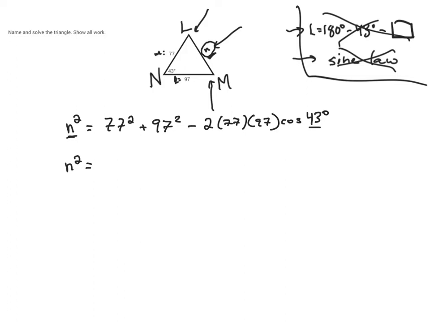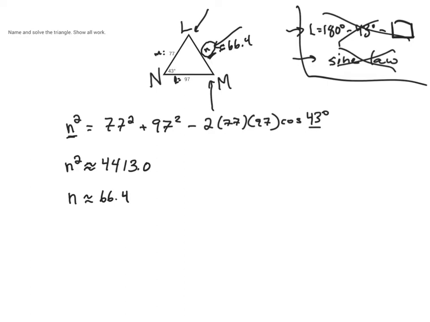All right, so 77 squared plus 97 squared minus 2 times 77 times 97 times cos of 43, and then you click equals. 4,413.0 approximately. I'm going to keep that number in my calculator and just take the square root. It's approximately 66.4. So n is equal to approximately 66.4.